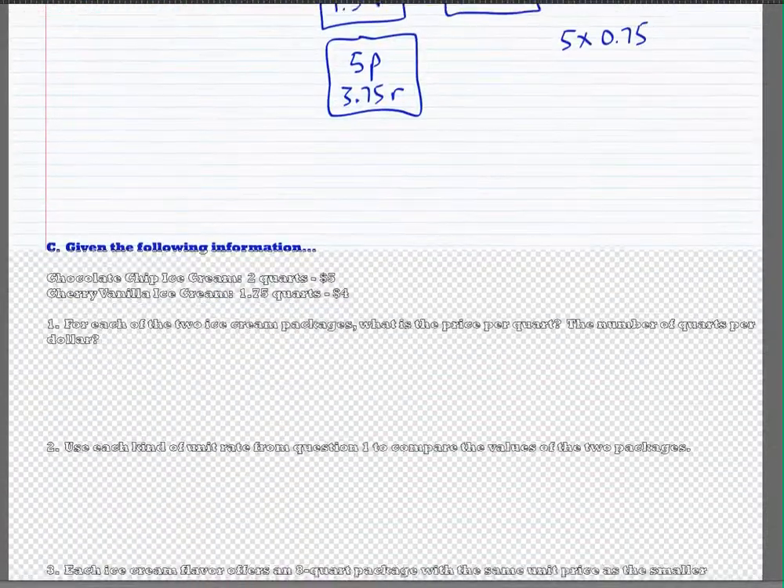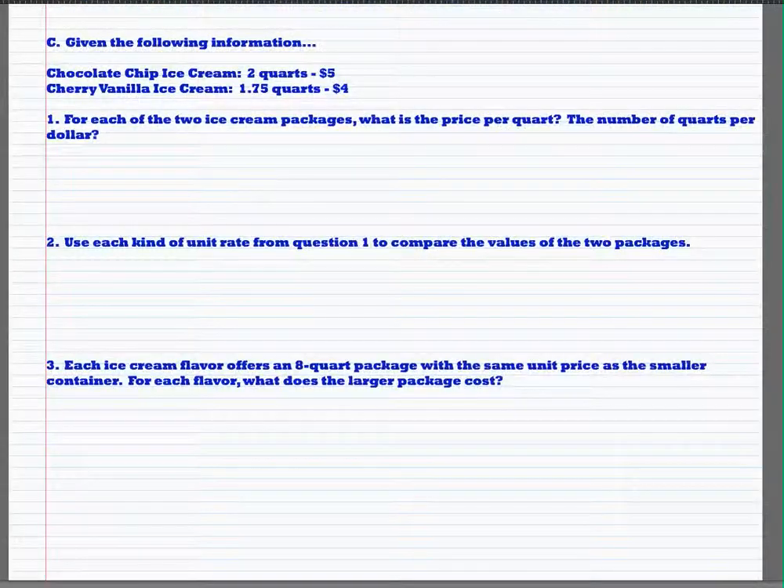All right, last question. So we have our ice cream. So we know that the chocolate chip ice cream comes in 2 quarts for $5. The cherry vanilla ice cream comes in 1 3/4 quarts for $4. So the first question says, for each of the 2 ice cream packages, what is the price per quart? So, the price per quart, going back to what I said in the first question, it's asked price per quart. So in other words, dollars per quart. So let's just fill this in.